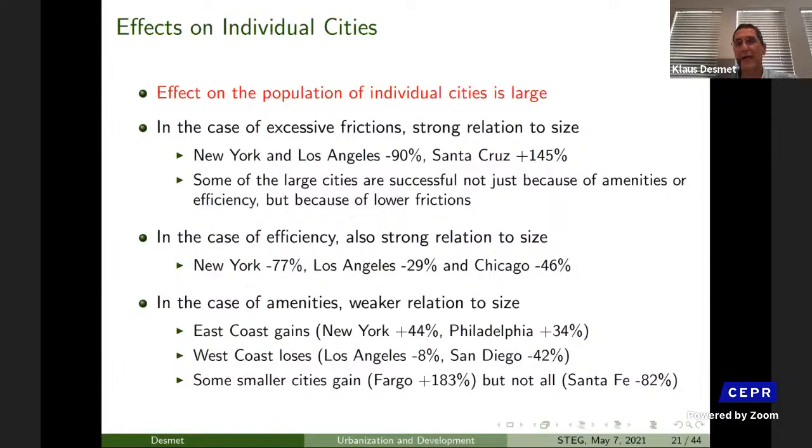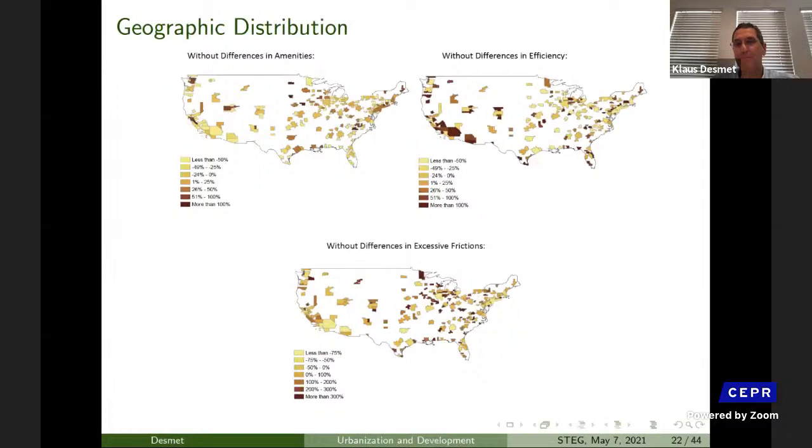And you can look at this in maps. For example, one interesting thing is that if you make all these frictions equal across cities, the places that are going to gain are the brown areas. So you see a lot of the cities in the Rust Belt would be gaining population if they had the same level of frictions as the rest of the country. I thought that was kind of an interesting finding. So lots of cool stuff you can do with this.